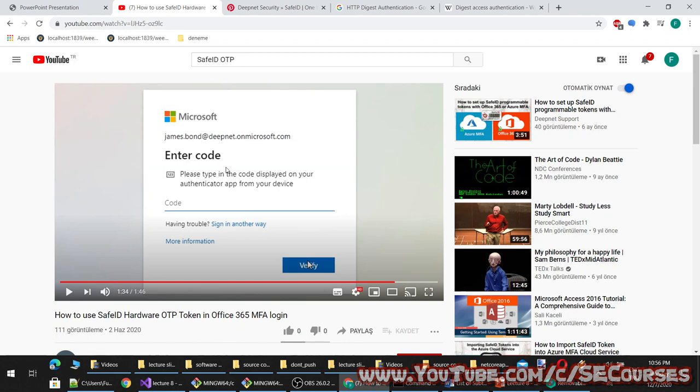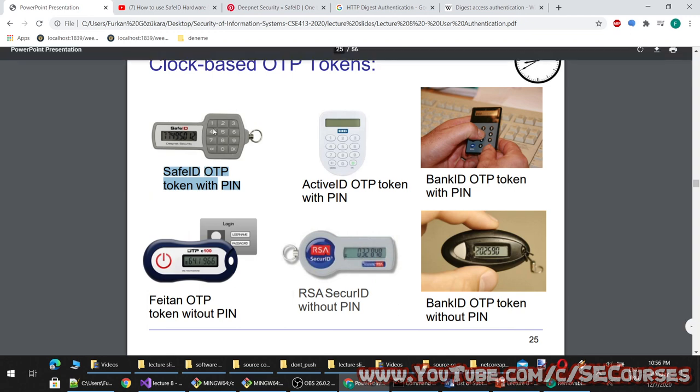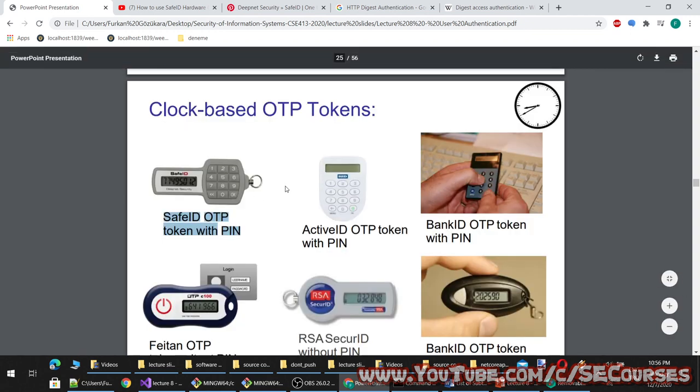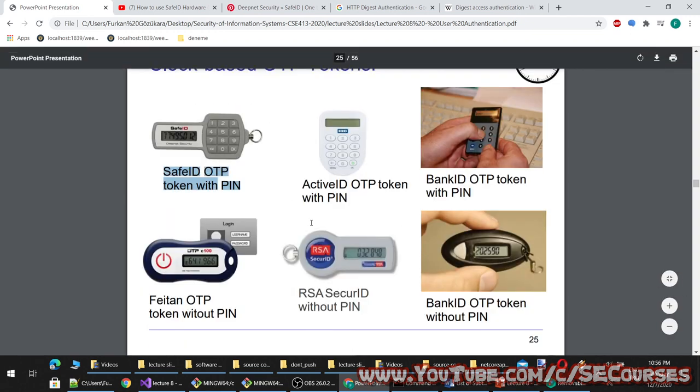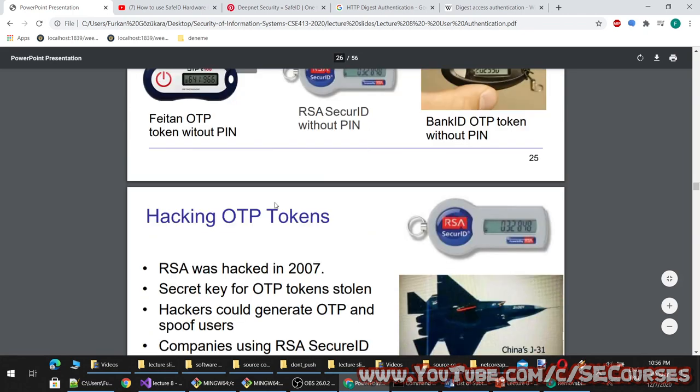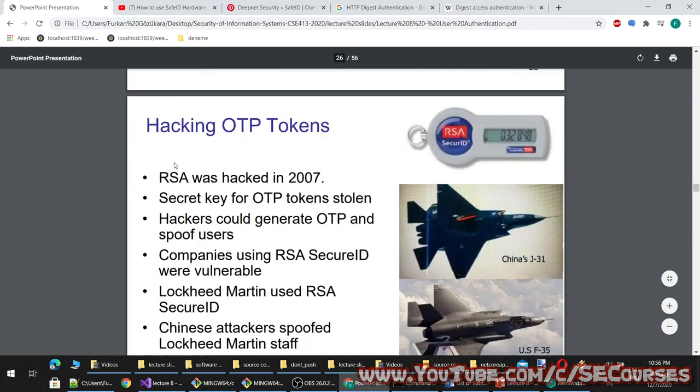of authentication. You install an app on your phone and it generates a one-time token, and your remote server, your remote software, asks for that token. Okay, this is what it is.